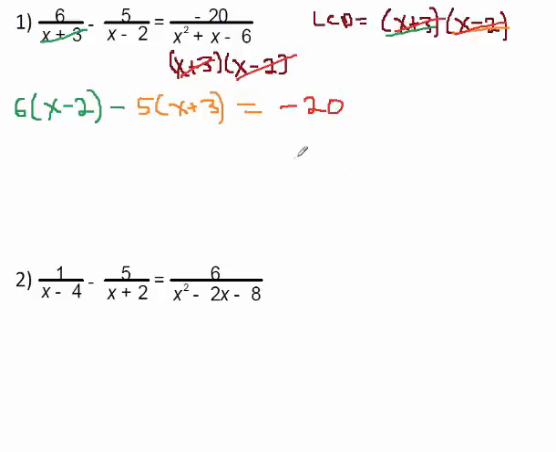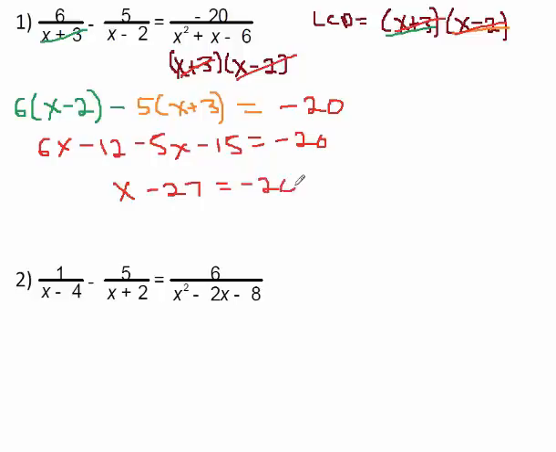And from here, it becomes much easier. Just distribute, multiply, and solve. 6x minus 6 times 2 is minus 12. Minus 5 times x, negative 5x. Minus 5 times positive 3, negative 15, equals negative 20. Combine what you can combine. x minus 5x is x. Negative 12 minus 15 is negative 27, equals negative 20. To isolate x, simply add 27 to get rid of the other term. Add 27, and x equals negative 20 plus 27, which is plain old 7.